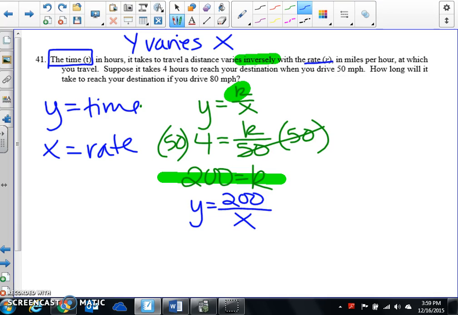Now I'm done with this and this. So they want to know how long it will take if I'm driving 80 miles per hour. Remember, 80 miles per hour is your rate. So I'm going to plug in 80 for x.